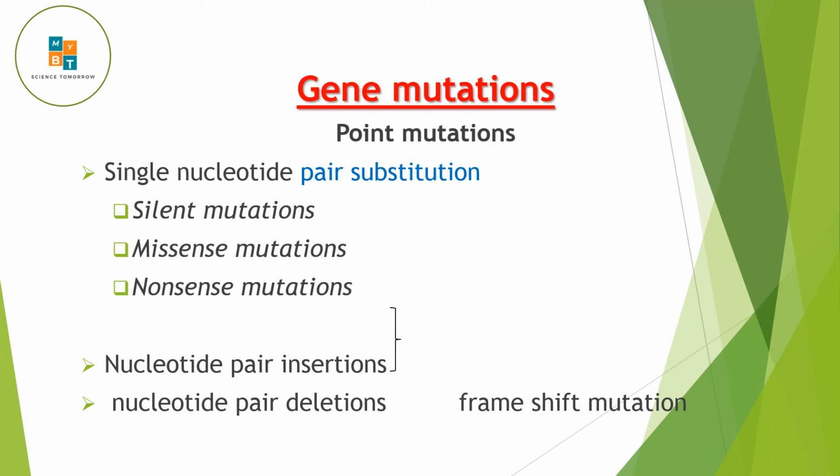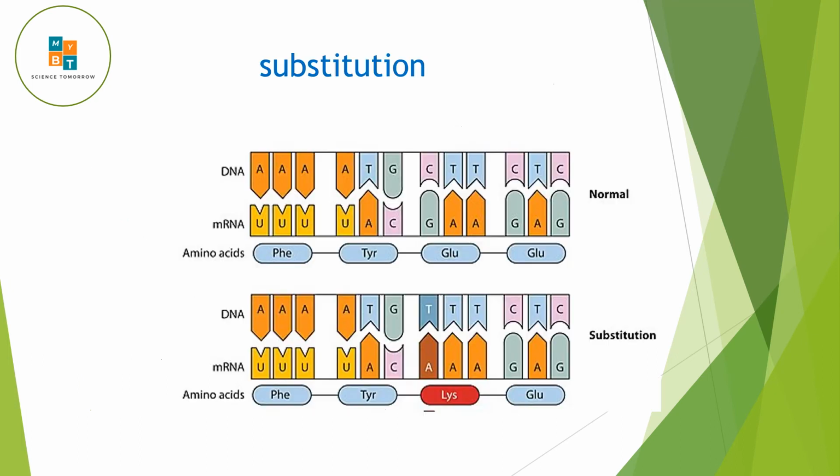There are two other ways of point mutation. These are nucleotide pair insertion and nucleotide pair deletion. If we insert one pair, there's a shifting of the frame. So you will have a different amino acid sequence because of the frame shift. The same thing happens if you have a deletion of one pair. We can see it like this.